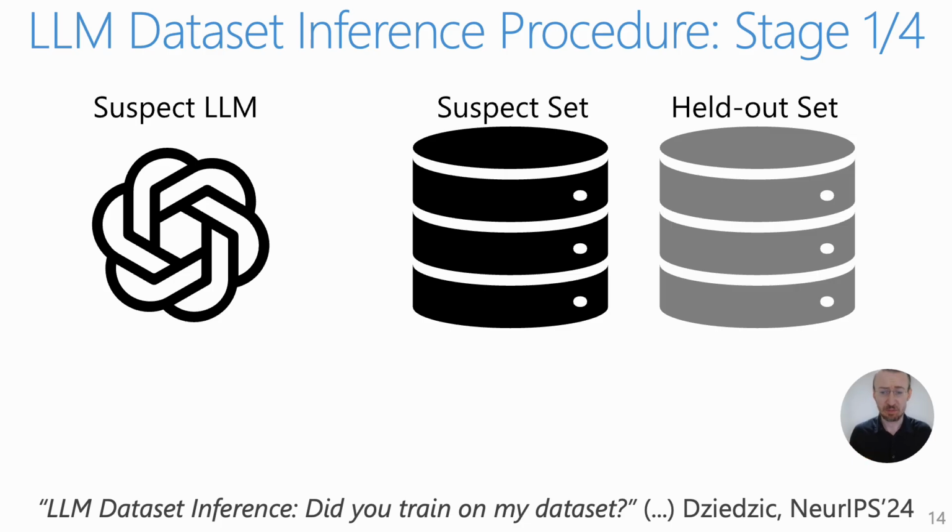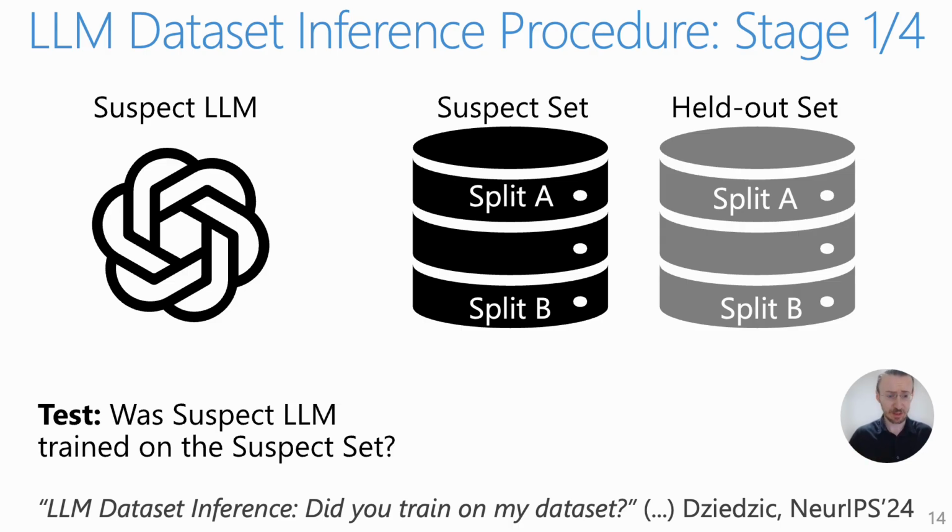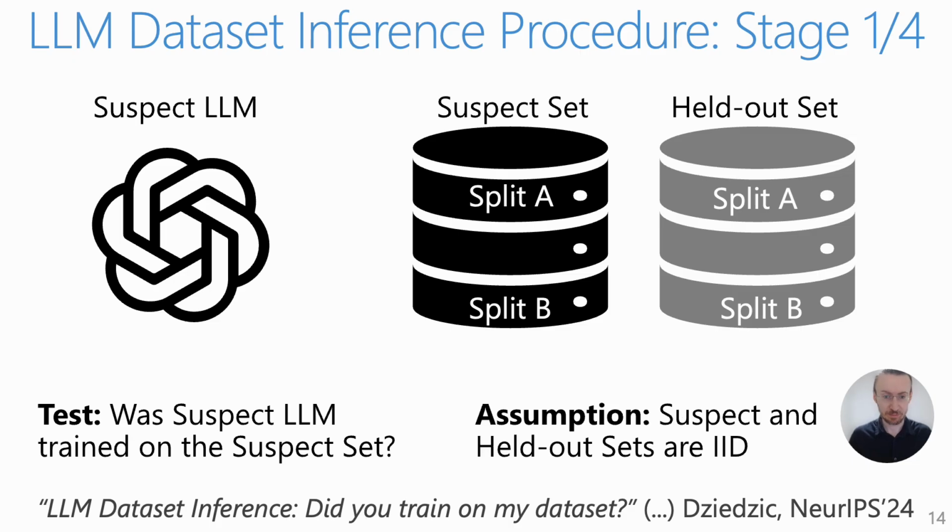So here, the important part is that the held out set is from the same distribution as the suspect set. So both sets are divided into non-overlapping splits, partitions, A and B, where A is for training and B is for testing. So the test that we want to perform is to answer the question: was the suspect LLM trained on the suspect set? And the assumption is that both sets should be from the same distribution. So when we carry out the test, by ensuring that we do have the same in-distribution datasets, suspect set and held out set, then we don't have any, for example, distribution shifts that might skew the result.